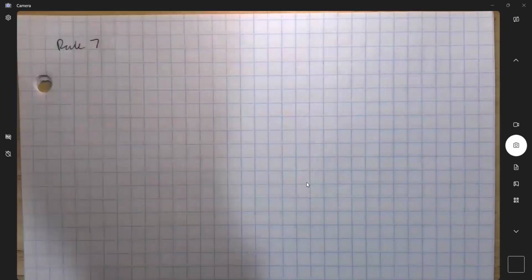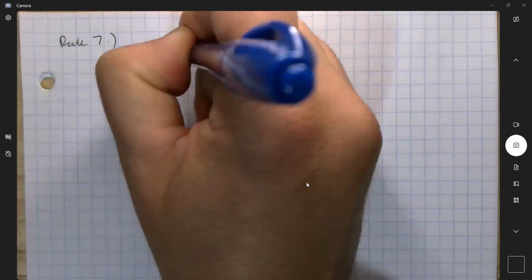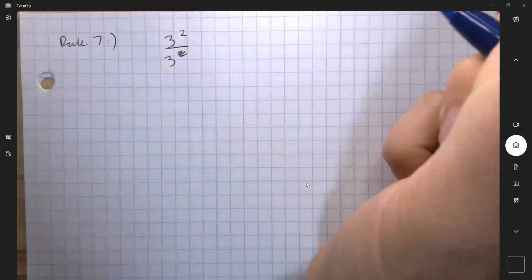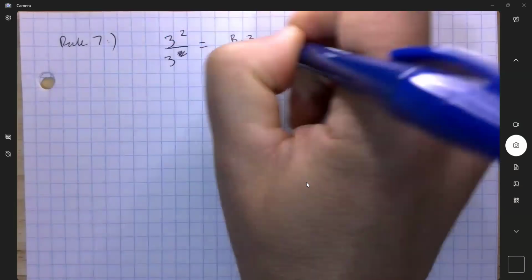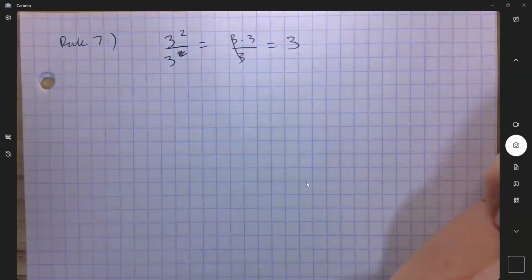I think there's probably two more. This first one is a two-part rule though. This is rule 7. This one comes from the division piece. What if I have 3 squared and I divide it by 3? Well, that's 3 times 3 over 3, and that cancels and it just gives me 3.